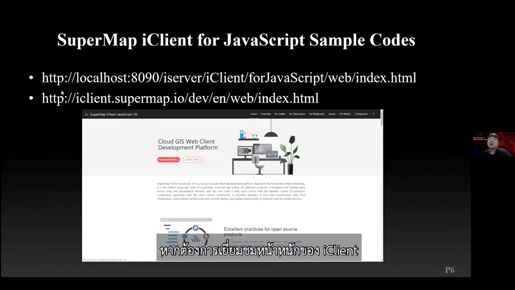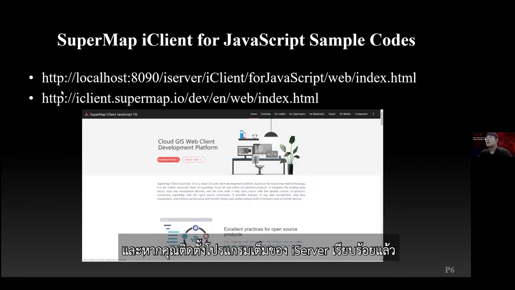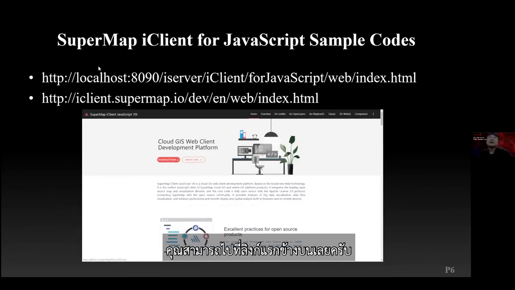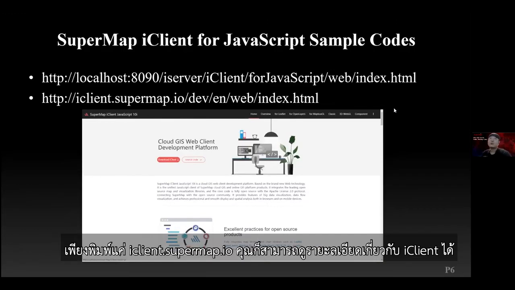For visiting the homepage of Supermap iClient, if you already downloaded the full package of iServer, then you can visit localhost:8090/iserver/iClient/for-JavaScript/web/index.html. But you can also visit our official website, iClient.supermap.io, and you just need to input iClient.supermap.io, and you can get all the information about Supermap iClient.